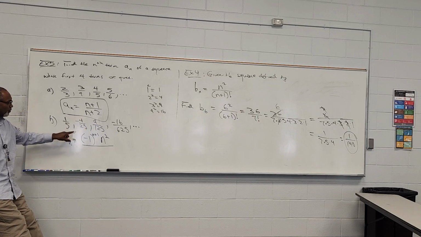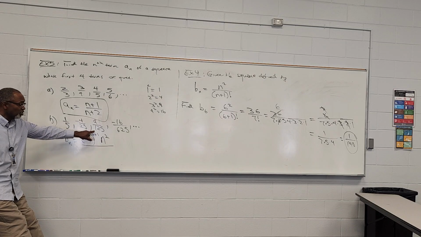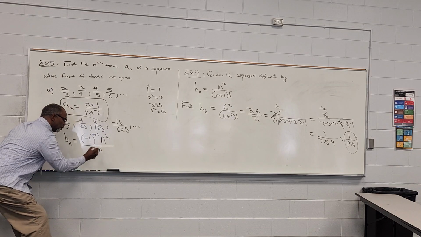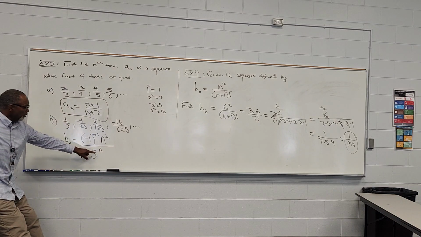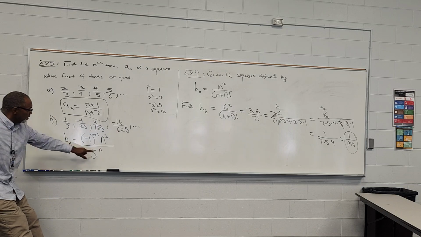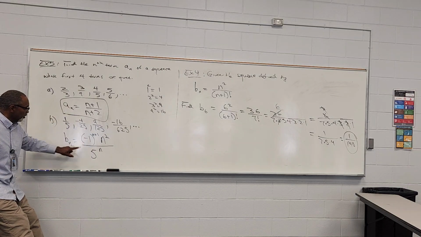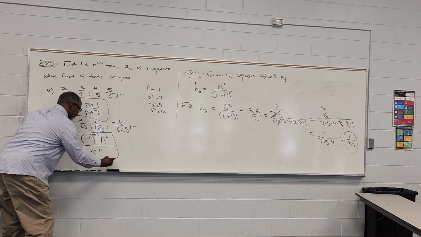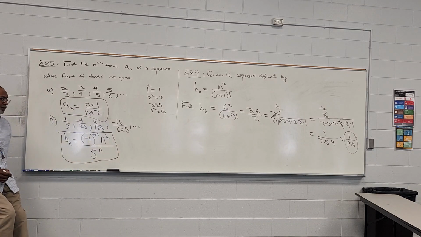Now look at your denominator. N is 1, you get 5. N is 2, you get 25. N is 3, you get 125. Well, that just better be 5 to the n. When n is 1, you get a 5 in the bottom. When n is 2, 5 squared is 25. When n is 3, 5 cubed is 125. So there is my nth term.